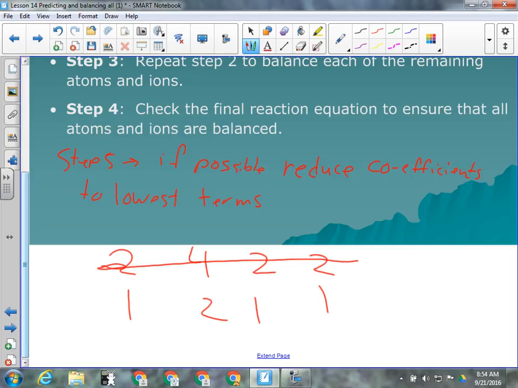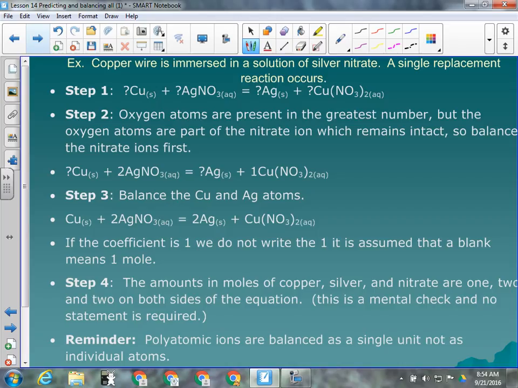You guys have been doing that already for several days, so it's just so you had some formal notes on it. Obviously we've done this reaction a whole bunch of times, but this is how you would get a question like this. You would get it in words, like it's shown up here at the top. Copper wire is immersed in a solution of silver nitrate. A single replacement reaction occurs, and that's it. Now you have to predict the products.